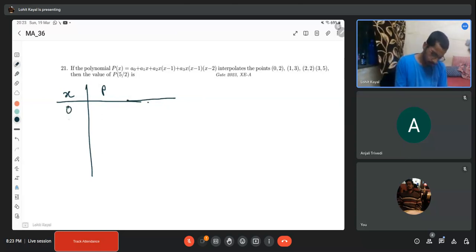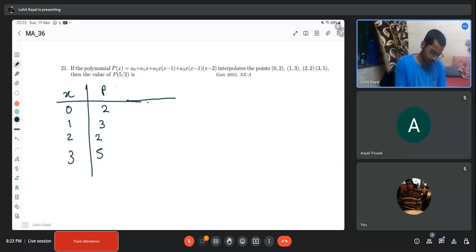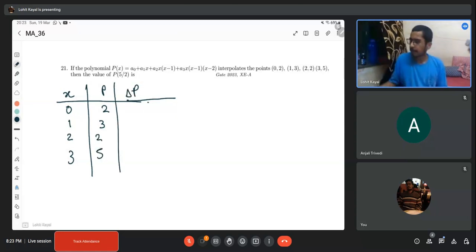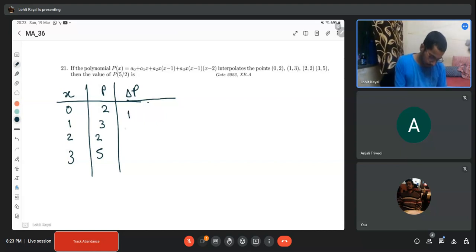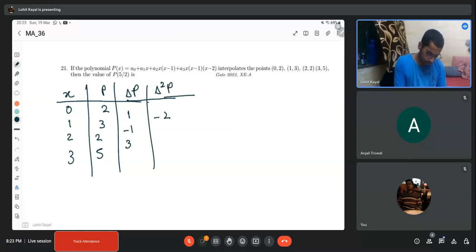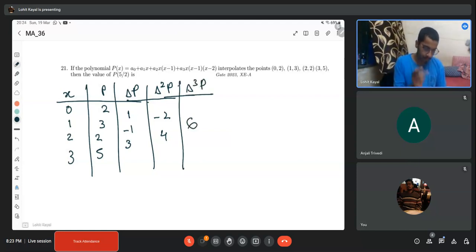So x is 0, 1, 2, 3 and p is 2, 3, 2, 5. So your delta p is 1, minus 1, 3. Delta square p is minus 2, 4. And delta cube p is 6.